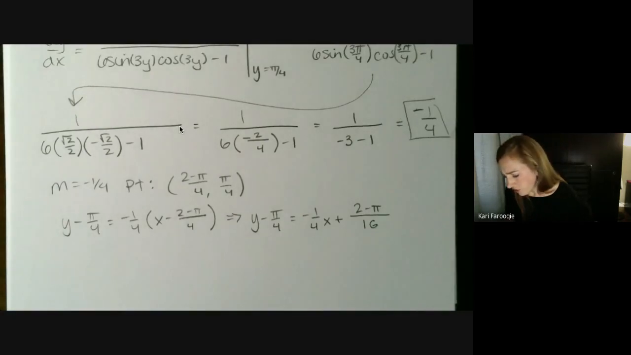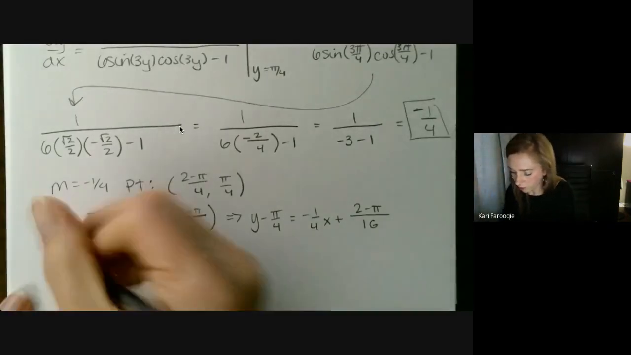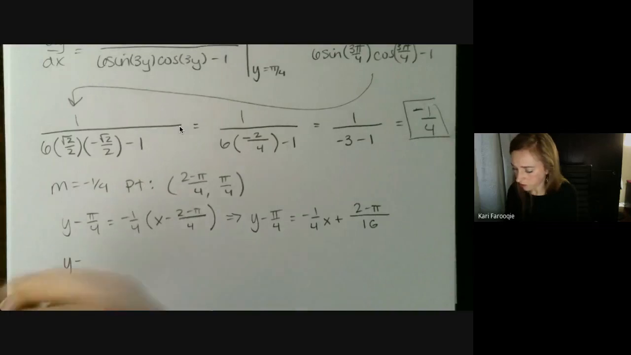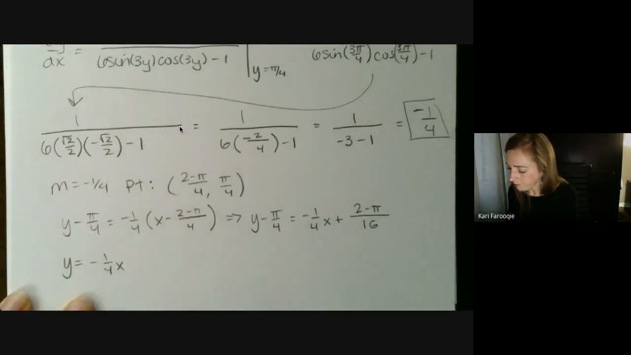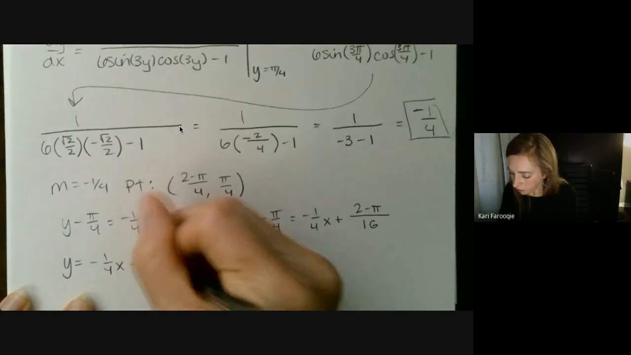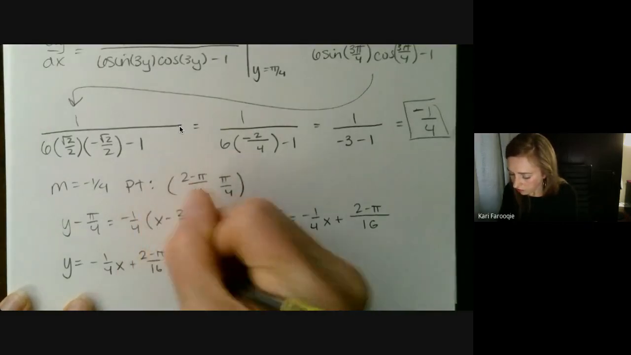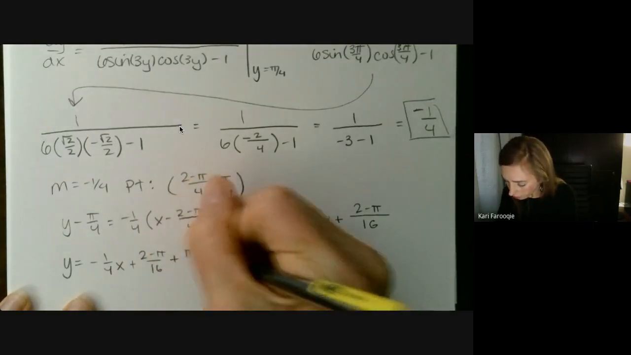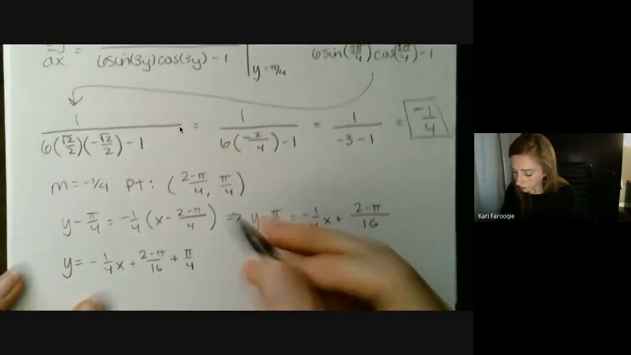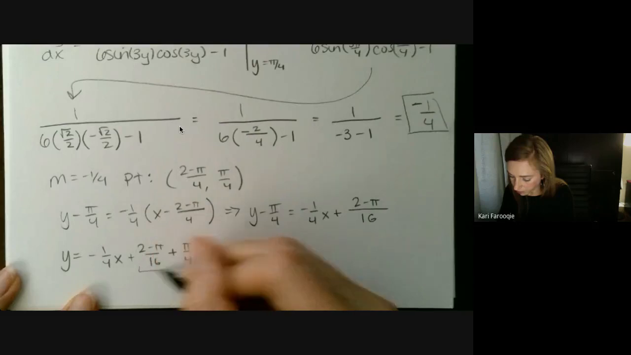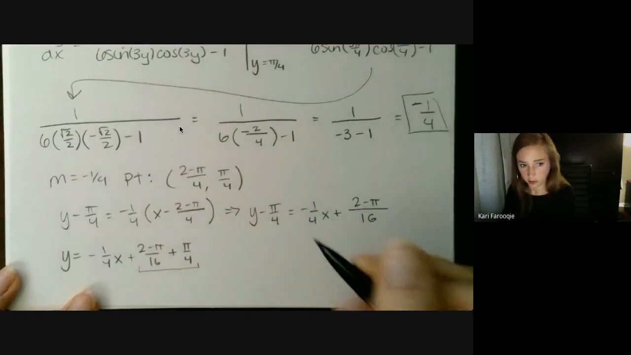Like I said, WebAssign accepts a lot of crazy stuff. I always want things in the slope-intercept form. For something like this, I would be a little bit less precise about that, just because it's a little bit harder to get into that form. So plus 2 minus pi over 16 plus pi over 4. And then you can combine these two by rewriting pi over 4 as 4 pi over 16.